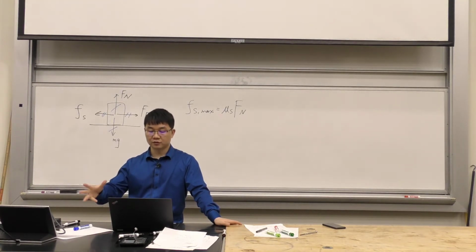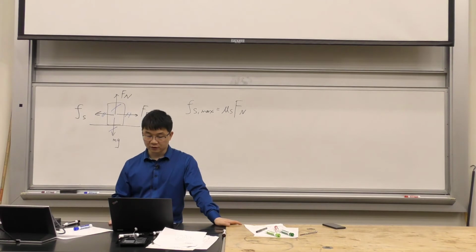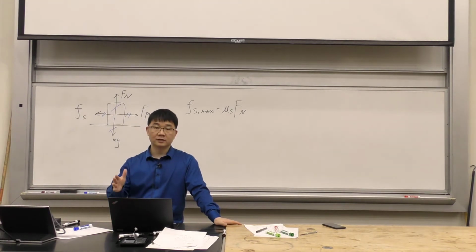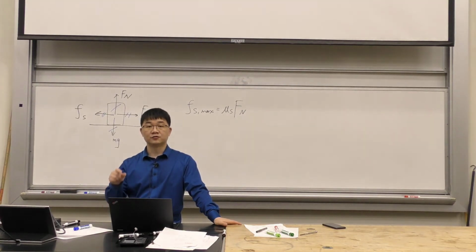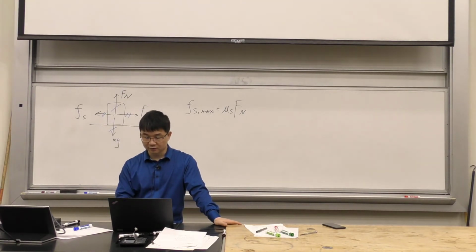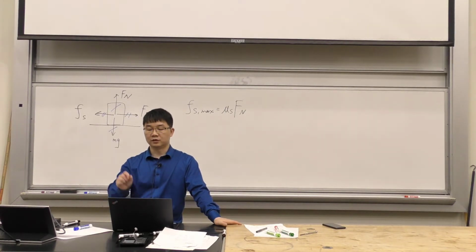The external force is going to win. But very interesting, when the external force overcomes the static friction force, then the static friction force becomes kinetic friction force, and the value is actually going to drop. You can see that's a sudden drop after the static friction force has reached the maximum. So the kinetic friction force.